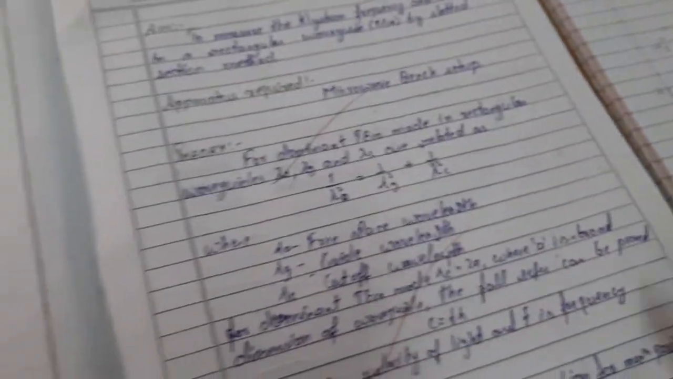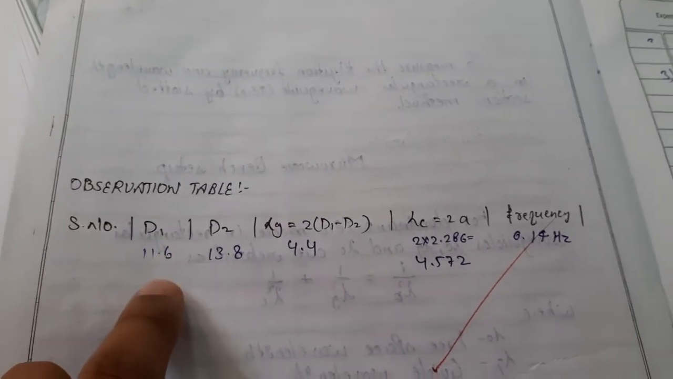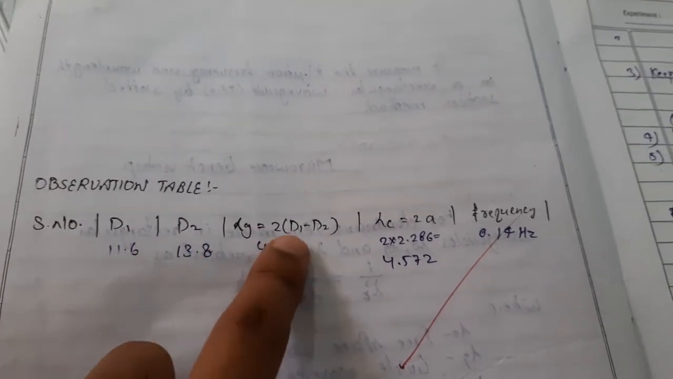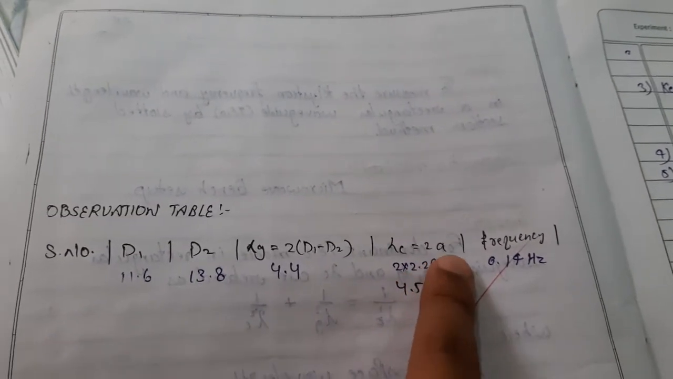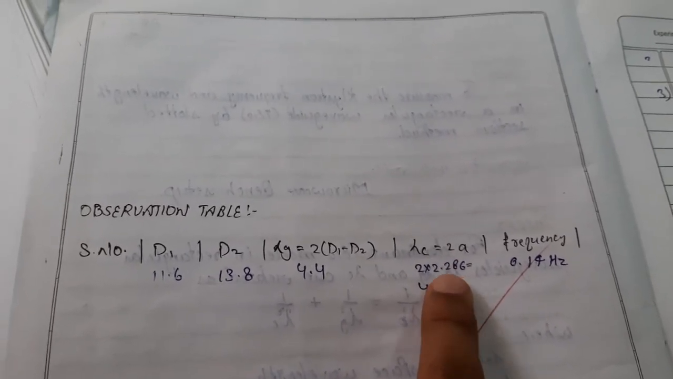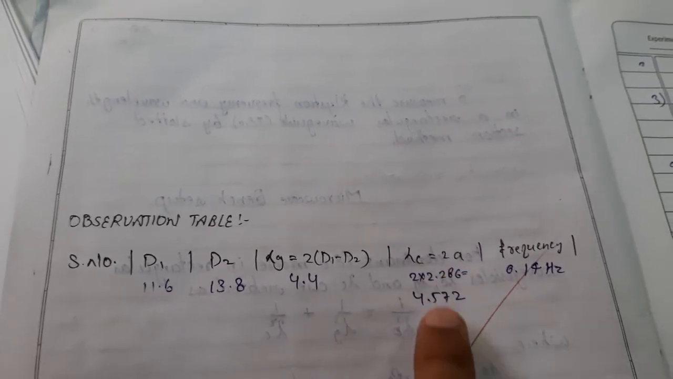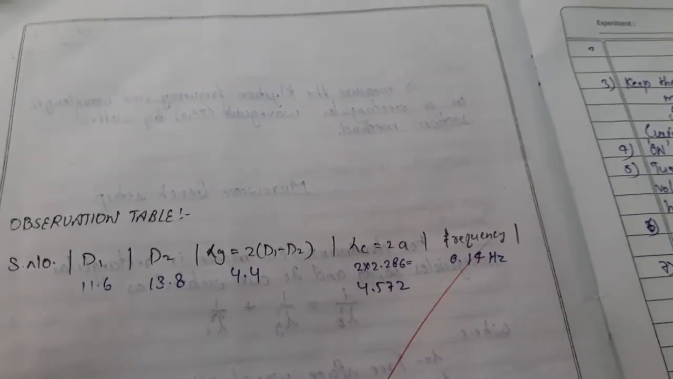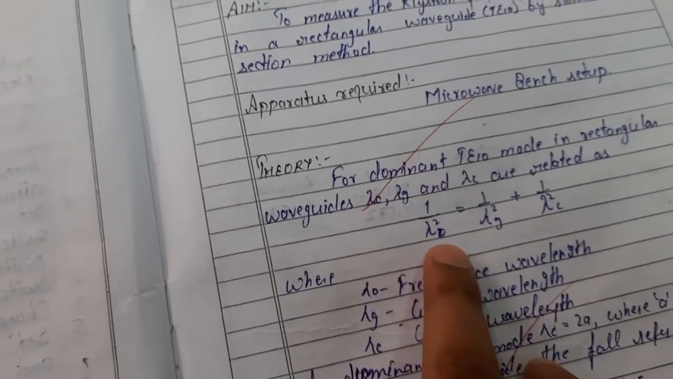In the observation table the student finds d1 and d2, and by this relation we find lambda g. Lambda c is already found from the a value, the cross section dimension of the rectangular waveguide, 2.286 centimeters, multiplied by 2. Now to find the frequency, you put in the lambda g value and lambda c value, and then find the lambda naught value.